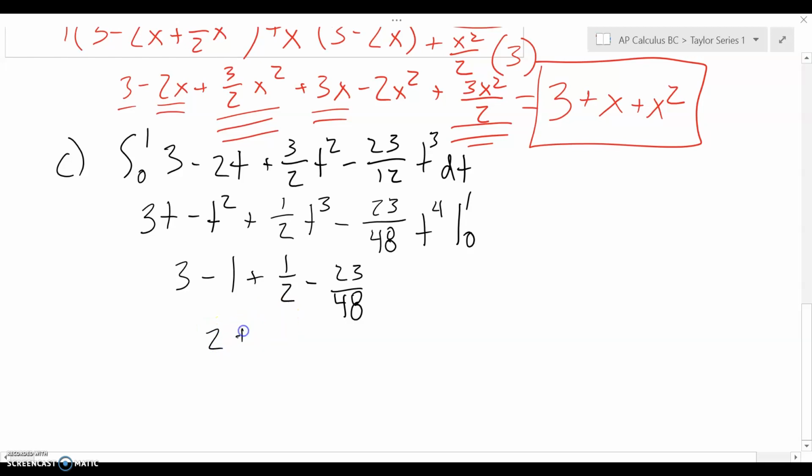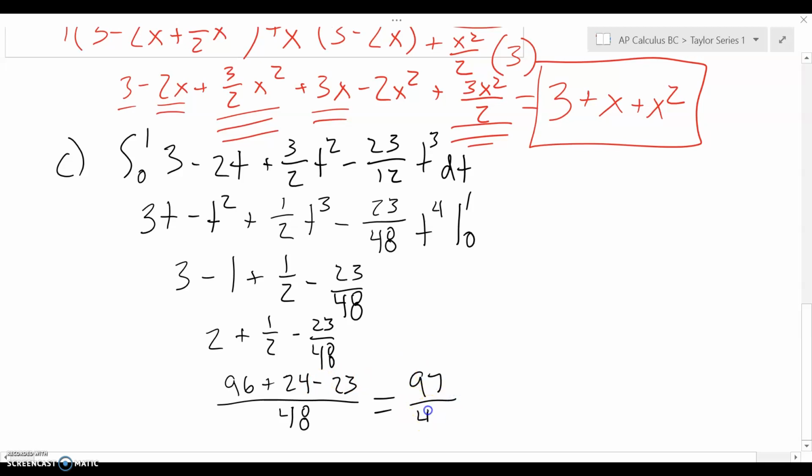Then we have to do the half and 23 48ths. I think probably let's just put everything over 48. It's not that hard, so we'd have 96 48ths. We have 24 48ths minus 23 48ths, which is kind of nice. 24 and 23 are going to just give us 1. So we have 97 over 48. Or, if you wanted to get wild and crazy, you could write that as 2 and 1/48. And that value, either one of those values, would be what they're after on this particular problem.